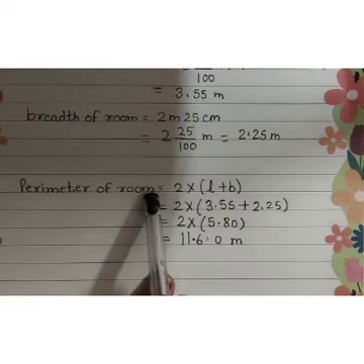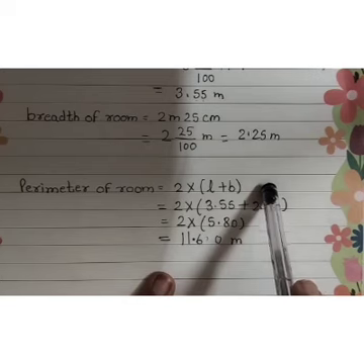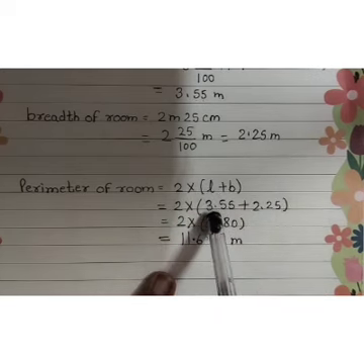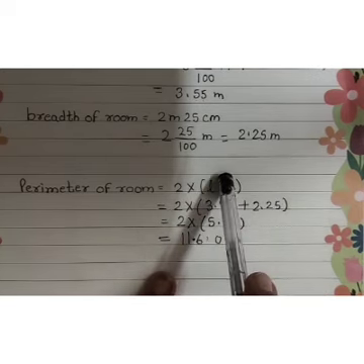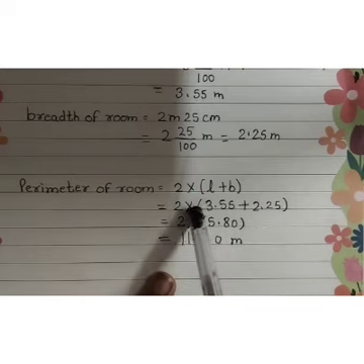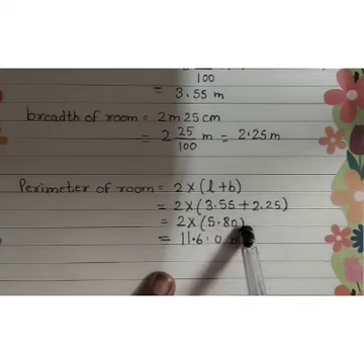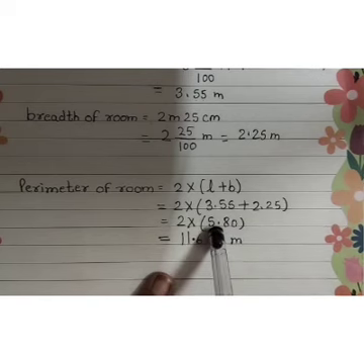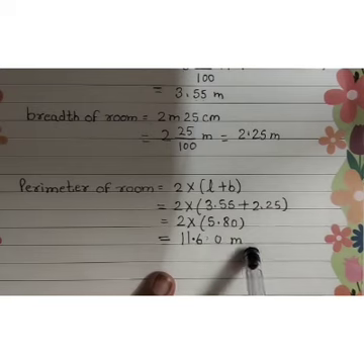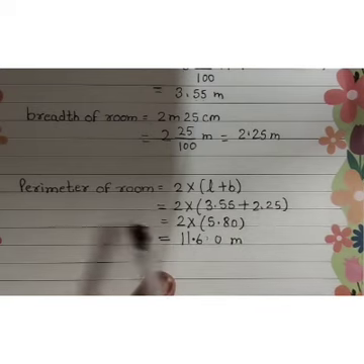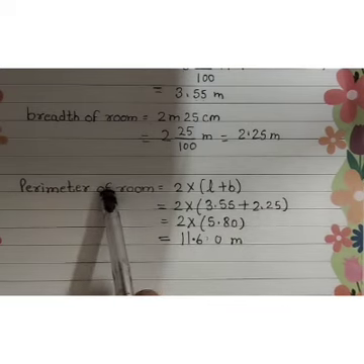Now perimeter of room is 2 multiply L plus B. In place of L we will write 3.55 and in place of B we will write 2.25. On adding 3.55 and 2.25 we get 5.80. And then on multiplying 5.80 by 2 we get 11.60. Therefore 11.6 meter is the perimeter of room.